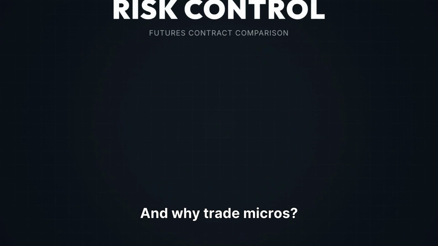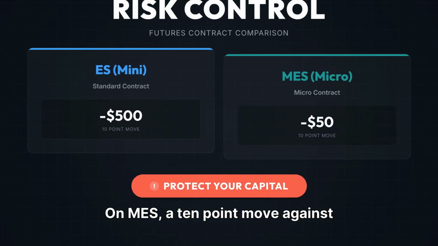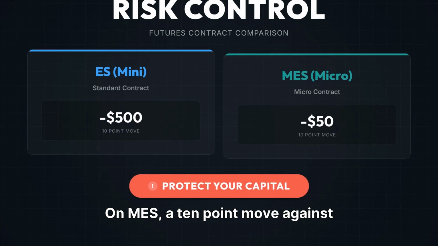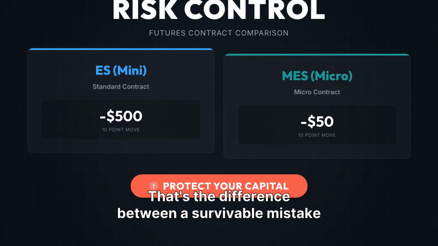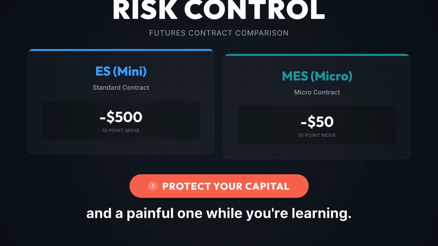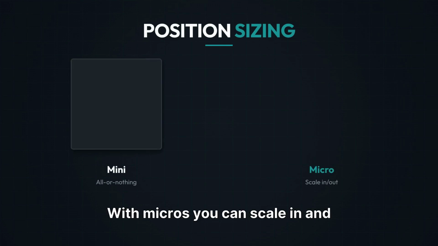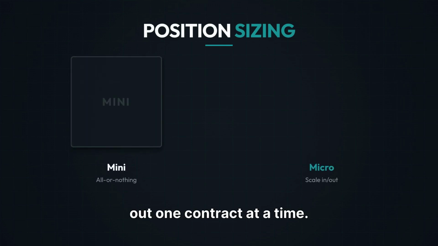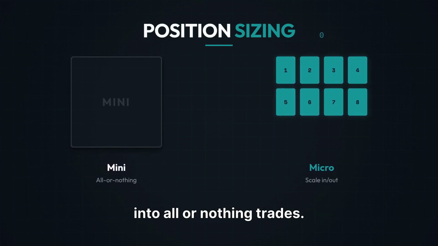And why trade micros? This is the important part if you're newer. First, risk control. On MES, a 10-point move against you costs $50 instead of $500. That's the difference between a survivable mistake and a painful one while you're learning. Second, real position sizing. With micros, you can scale in and out one contract at a time. On a small account, minis force you into all or nothing trades.